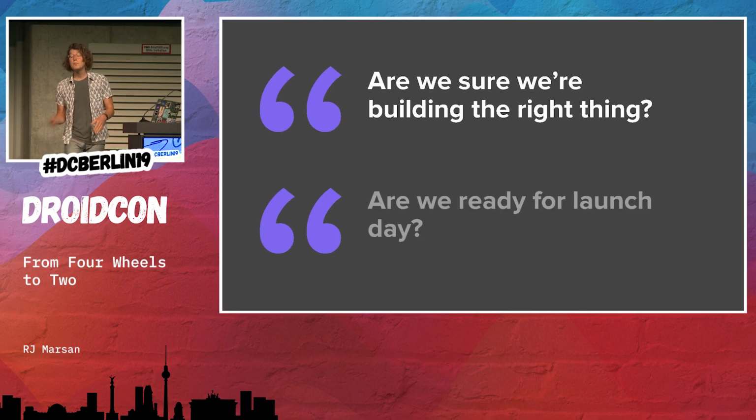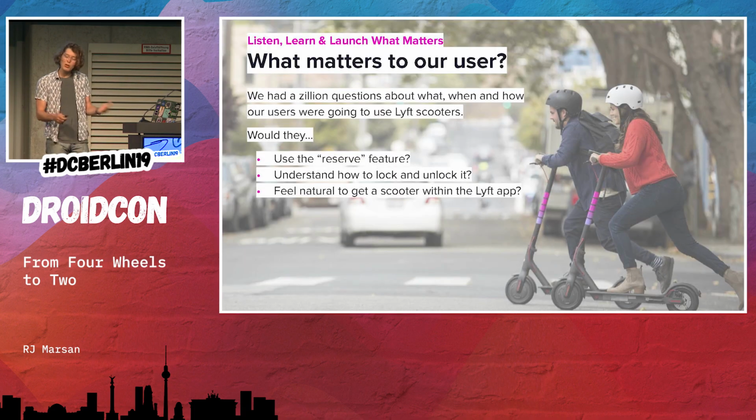So when it comes to building the right thing as you're getting close to launch, there's another way of asking, like, is this really what matters to our users? And we had a bunch of questions that were not part of this product vision, but stuff that emerged from it. Things like, do they actually understand this new reserved feature that we have? Our competitors don't have it yet. Do they really understand the unlock and locking of it? But then finally, kind of an existential question is like, do they really feel like this naturally fits with the rest of the Lyft product? We're a rideshare company after all.